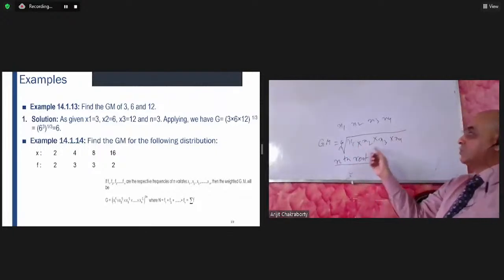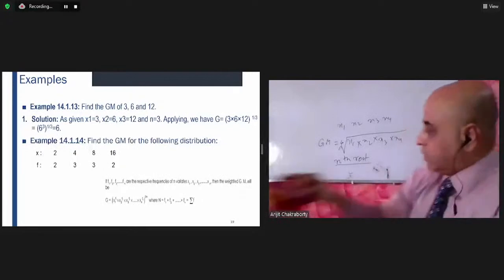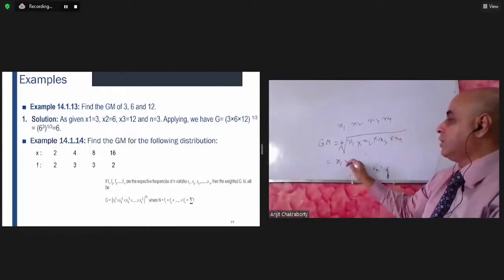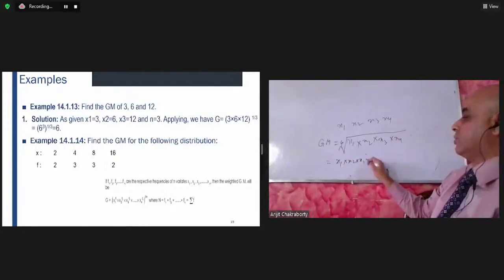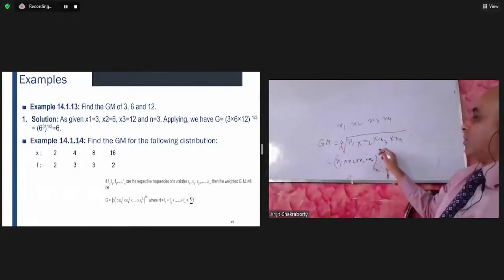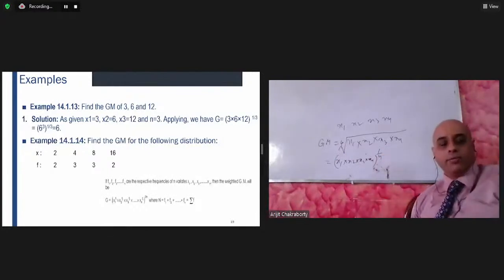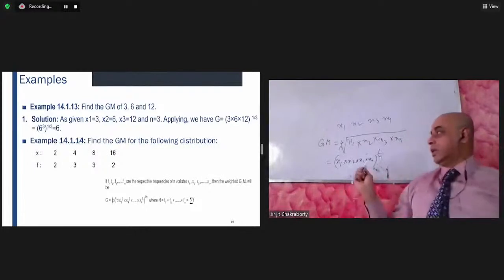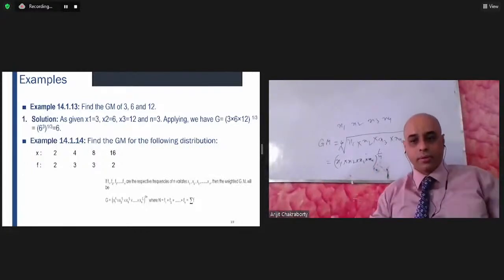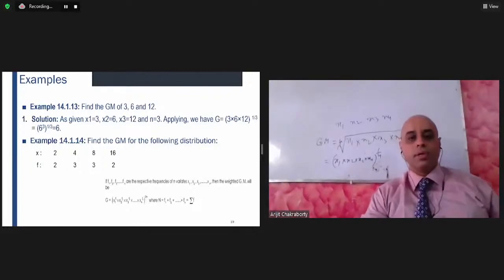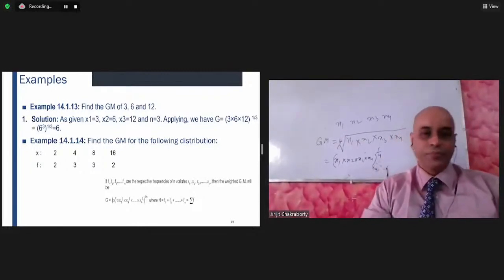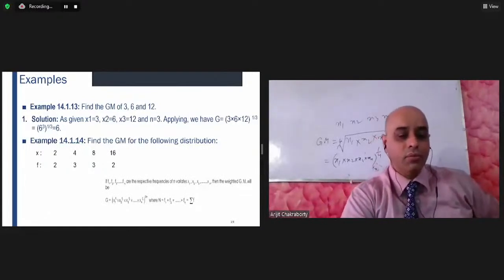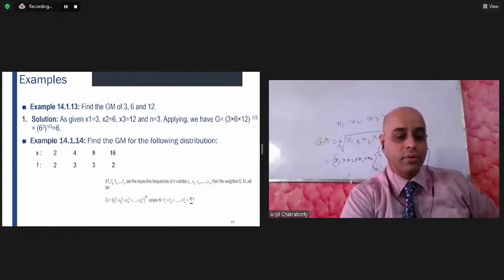So x1 into x2 into x3 into x4, I can write in another manner like this: x1 into x2 into x3 into x4 to the power 1 by 4. You have learned the laws of indices, so I can write it like this also. This is how we solve the simple problems. But now there is one question. Yes, GM is 6. Many of you have got it.